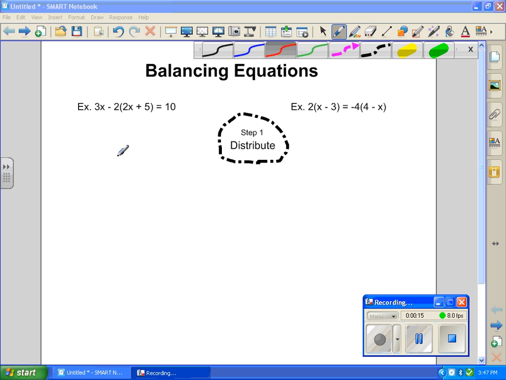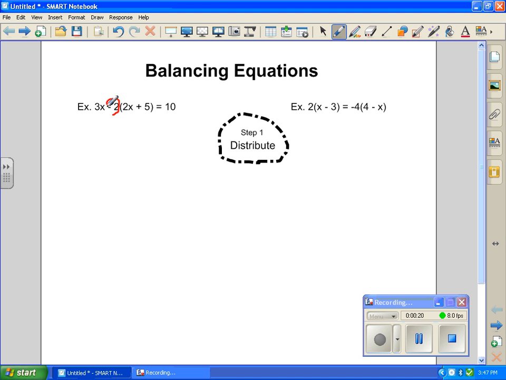The only time you distribute is when you see parentheses. So in this problem we have the -2 right here, and we have to distribute that out to the 2x and the 5. So you've got to draw your arrows and then multiply it out. So first we rewrite 3x, and then a -2 times a positive 2x is minus 4x, and then you have the -2 times the positive 5, which is -10, equals positive 10. Always make sure that you distribute out the sign as well as the number. See, it was a -2, not a positive 2, so you distribute it to each thing.